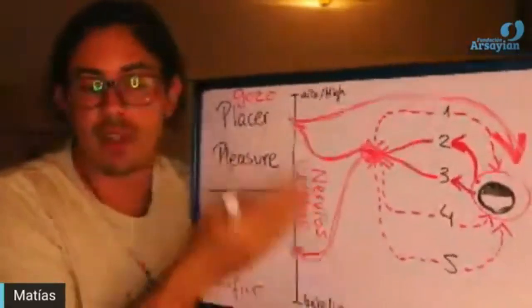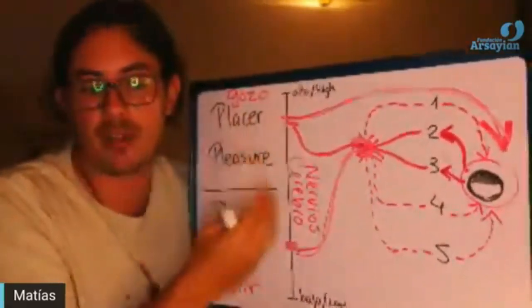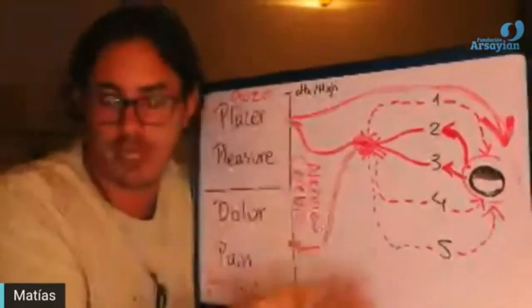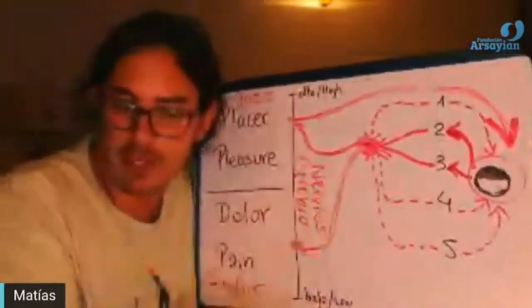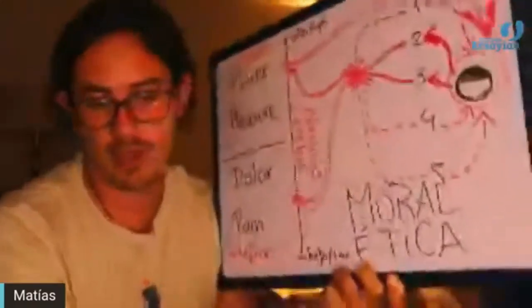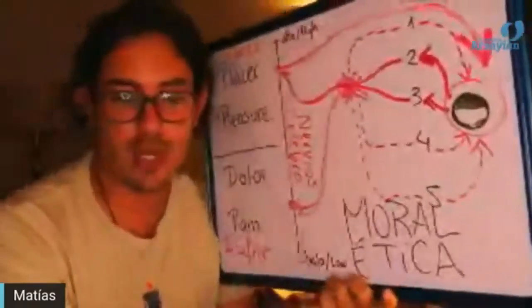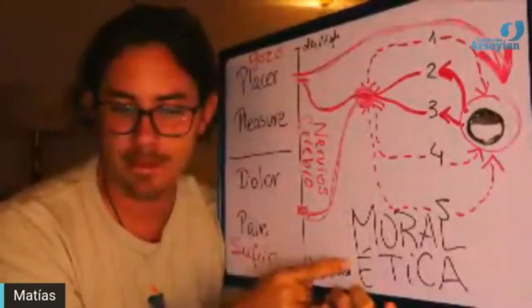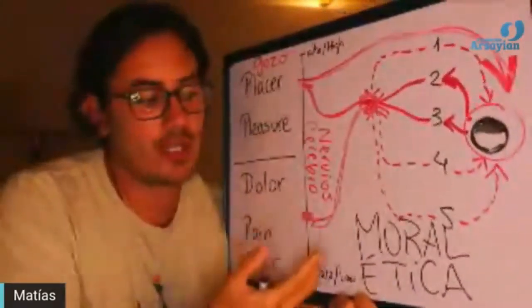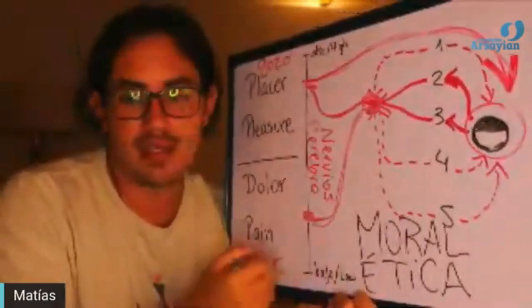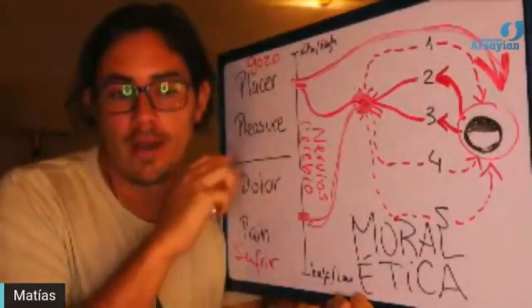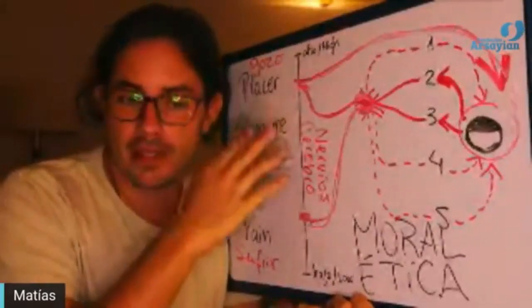So, for example, there are people that feel pleasure in hurting others. So they feel pleasure in that. So that's why they feel that it's okay. This is why we humans created morality and ethics, as a way to somehow control these limits between pleasure and pain.